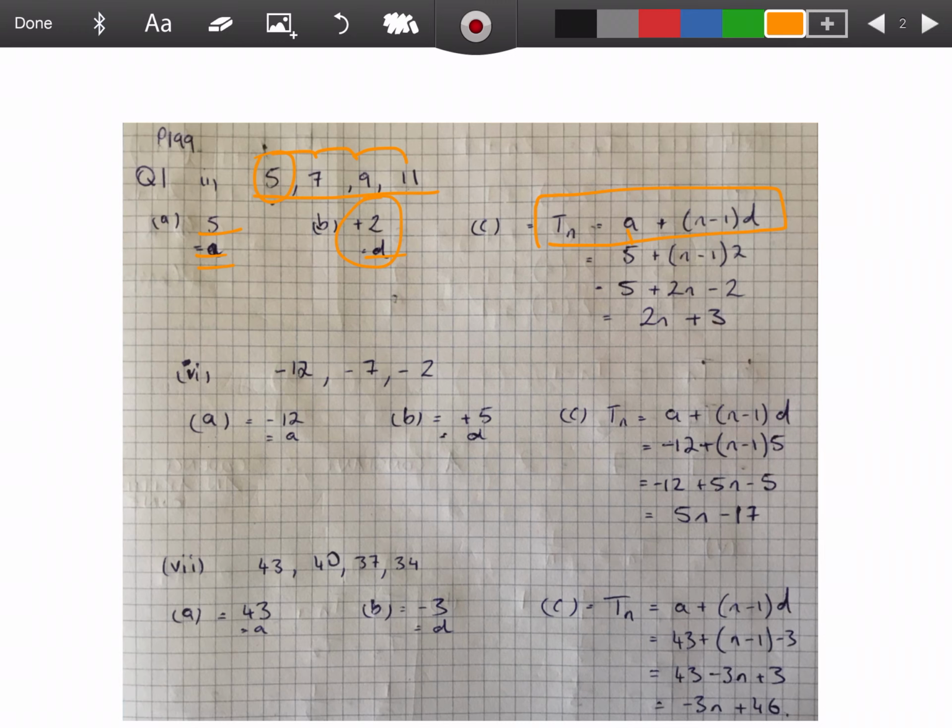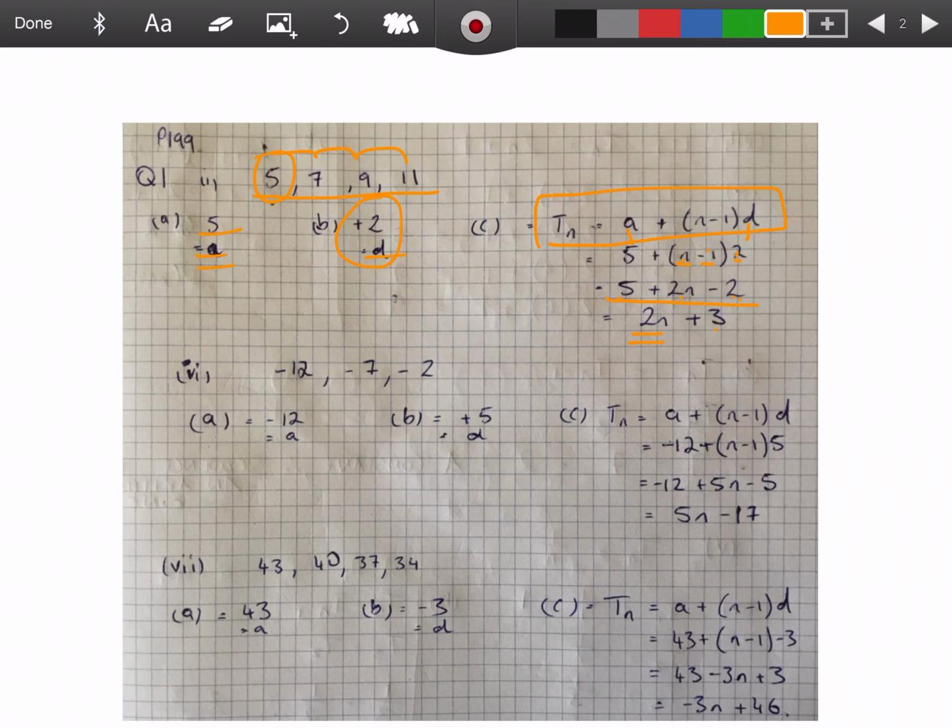I fill in my A value of 5 and my D value of 2, and I multiply 2 by everything inside the bracket. So 2 by n gives me 2n, and 2 by minus 1 gives me minus 2. I tidy that up: 5 minus 2 gives me 3, and usually we put our algebraic term first, so Tn equals 2n plus 3. That's the way to do it. Nice and simple.